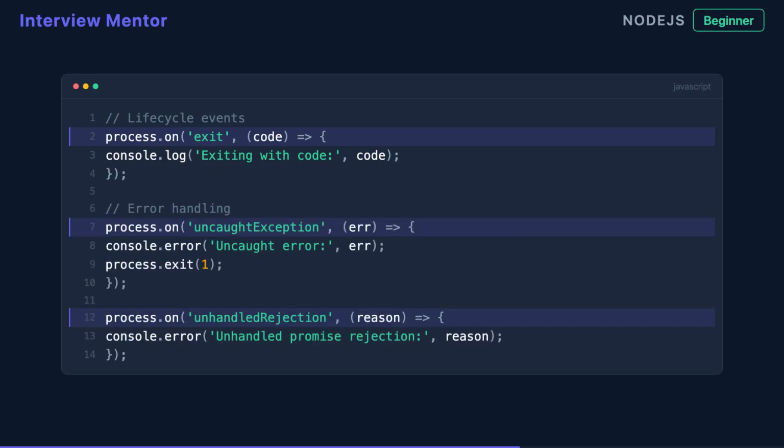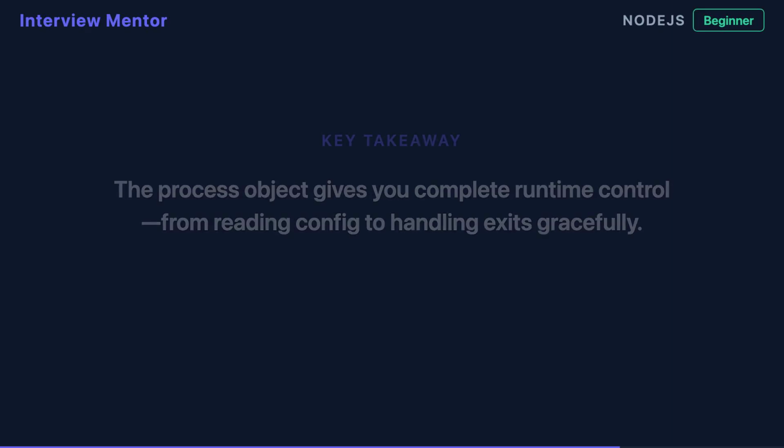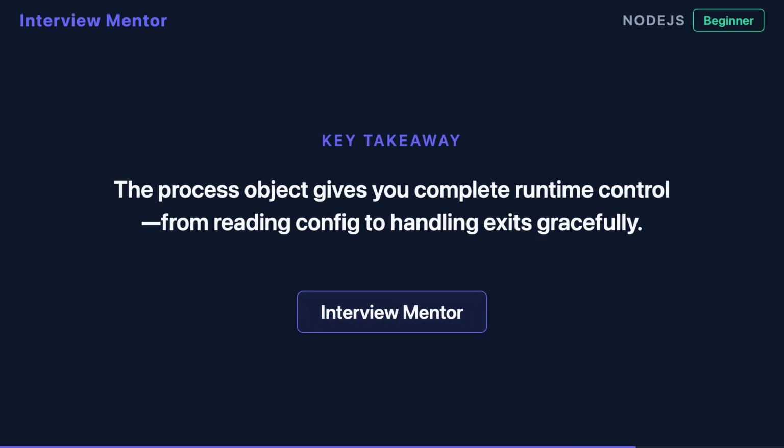Finally, the process object is an event emitter. You can listen for lifecycle events like exit, or handle errors with uncaughtException and unhandledRejection. This lets you perform cleanup tasks, log errors, or gracefully shut down before your app terminates. The process object gives you complete runtime control. From reading config to handling exits gracefully, master it, and you'll build more robust Node applications.